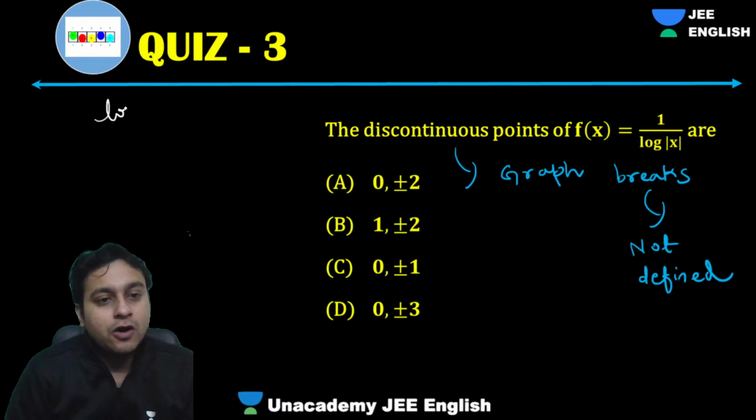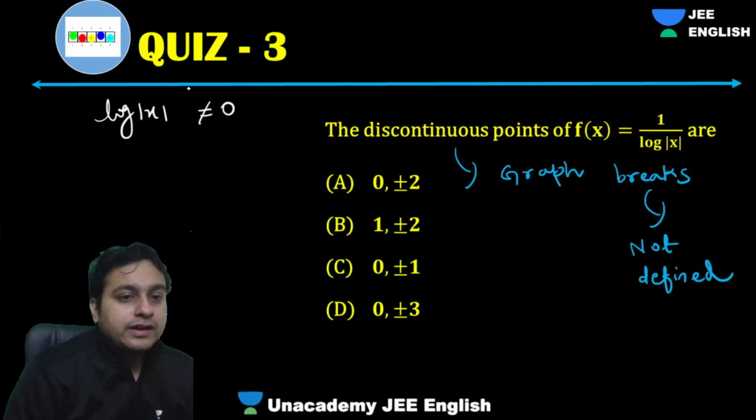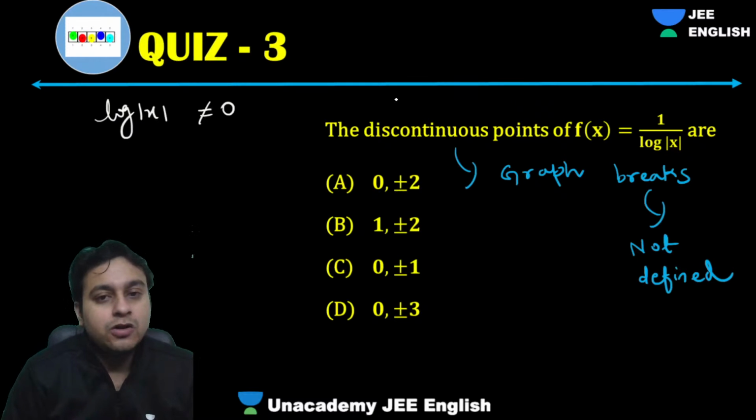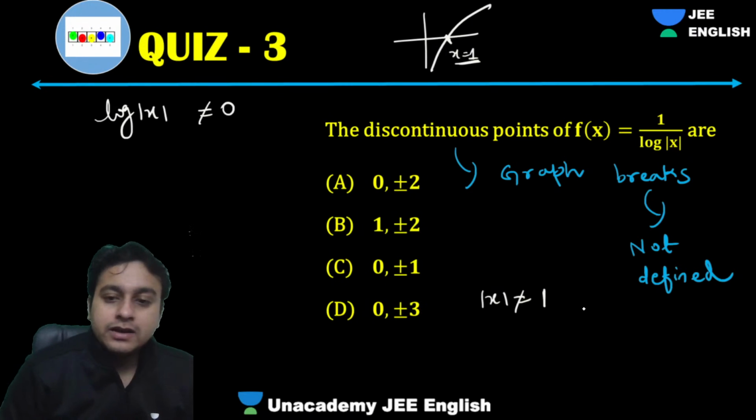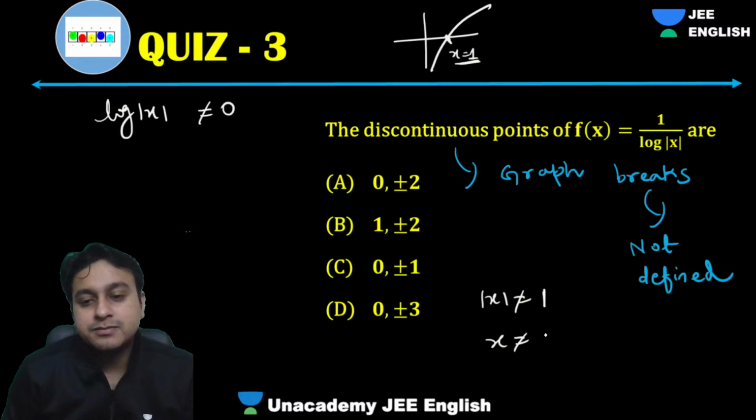So we should say that log mod x should not be 0. When is log mod x 0? The log x graph everyone knows, it's like this. It is 0 when x is 1. So mod x should not be 1. Your mod x cannot be 1. Therefore, guys, x cannot be plus minus 1.